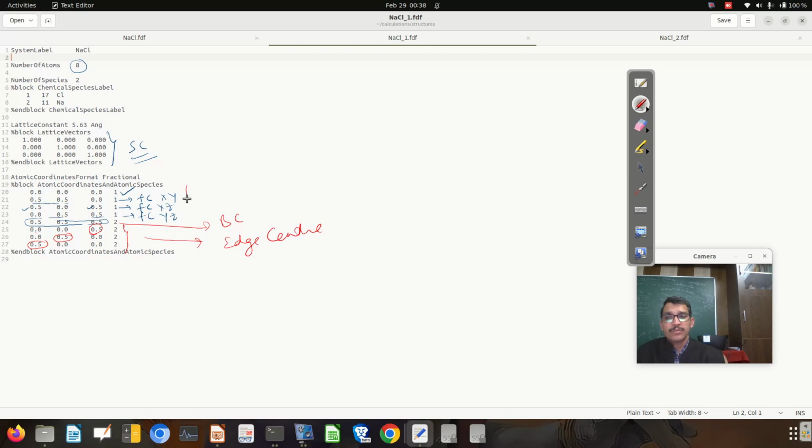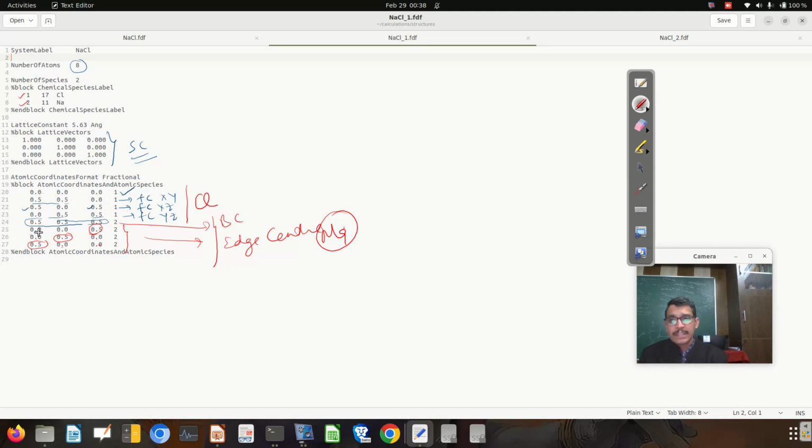So here these 4 atoms basically represent chlorine atoms, because 1 is indicated by chlorine here and 2 indicates the sodium atom. So these 4 atoms correspond to sodium atoms. This is one way to look at it. So I have also looked at this in a different manner.